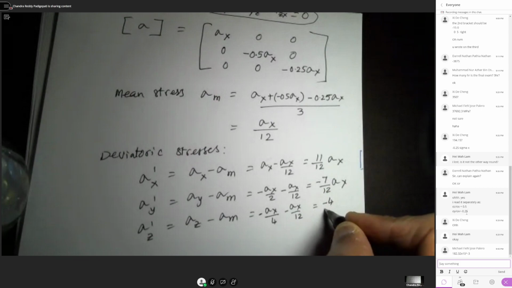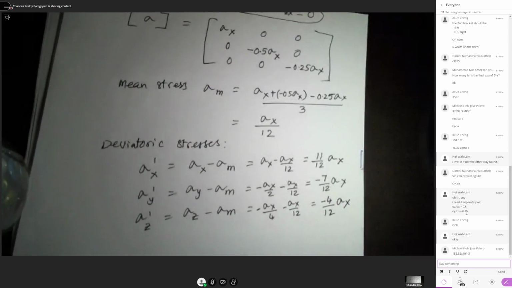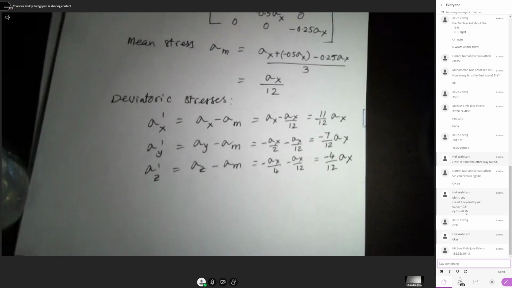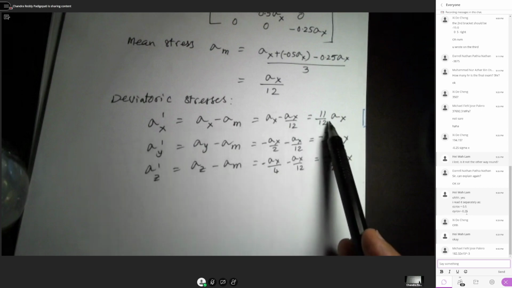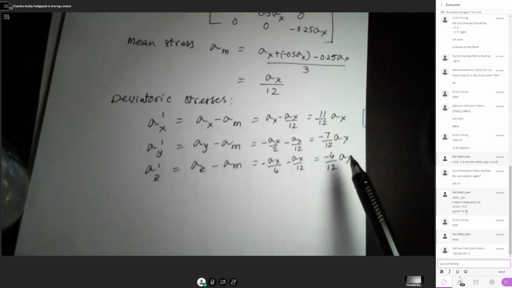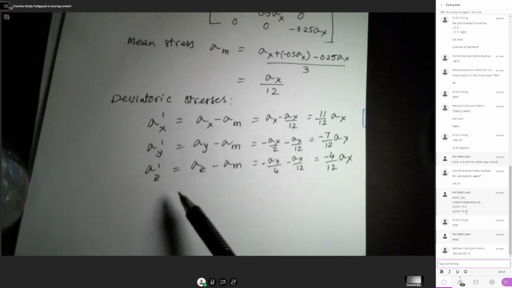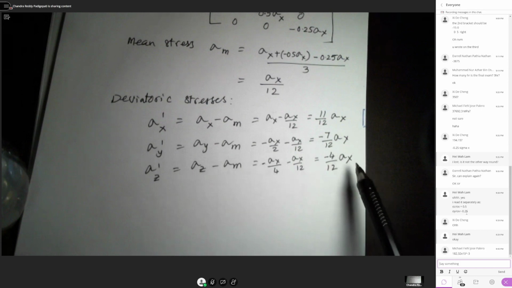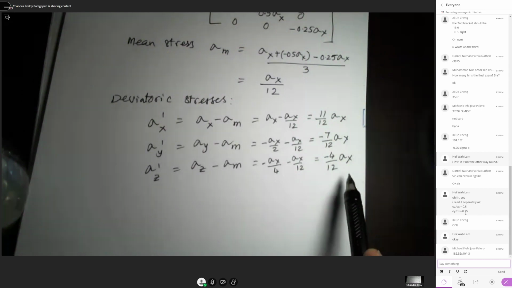So you get minus 4 over 12 sigma x. So the deviatoric stresses, you can calculate sigma x dash as 11 by 12 sigma x, sigma y dash as minus 7 by 12 sigma x, then sigma z dash minus 4 over 12 sigma x.